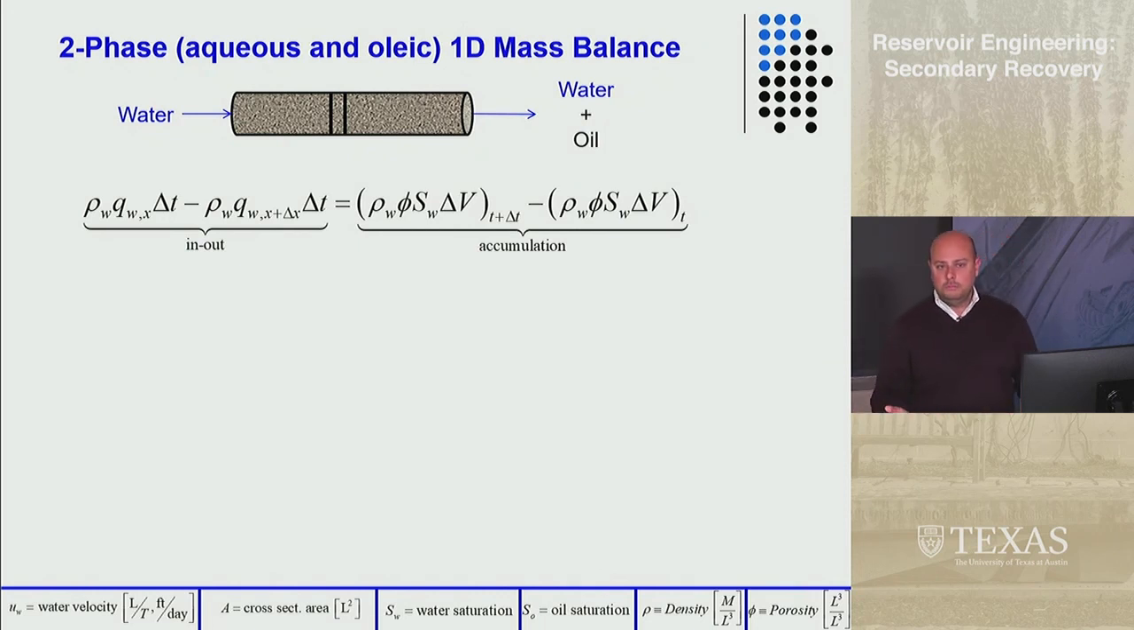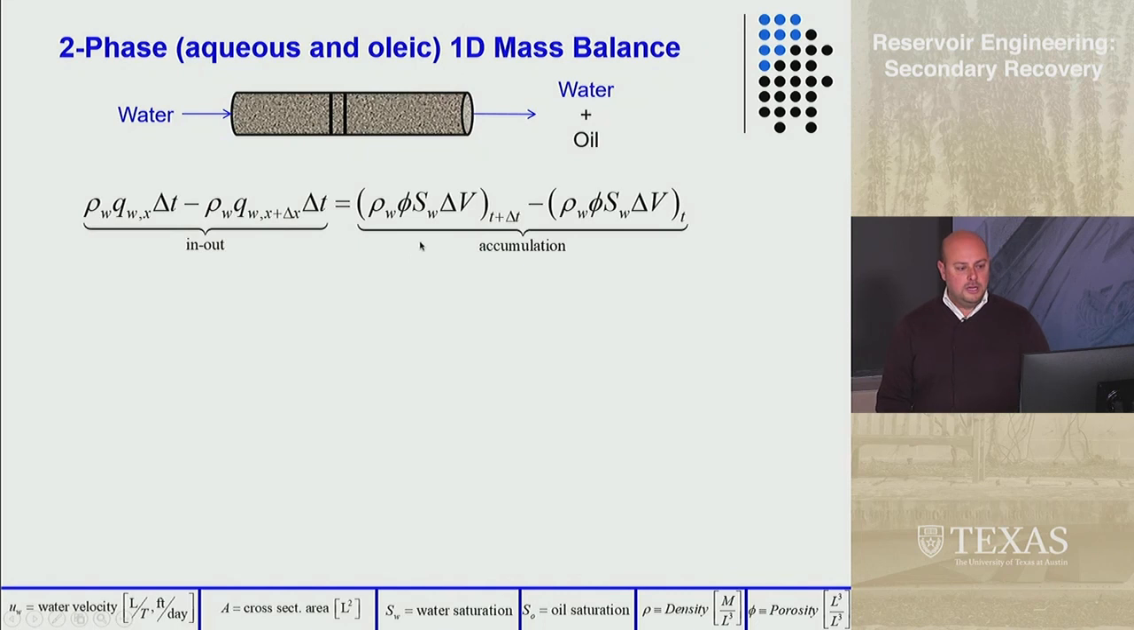If they're equal, mass in is equal to mass out, then that's equal to 0, and then we're at steady state. Nothing's changing. But if we're not at steady state, you have some accumulation. So the accumulation is how much mass of water we have right now at time t versus at some time t plus delta t.